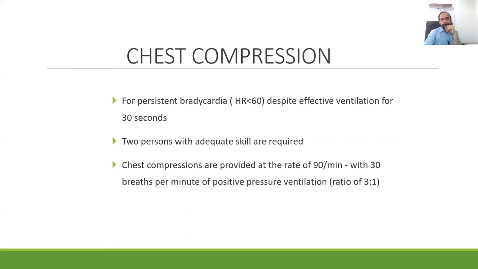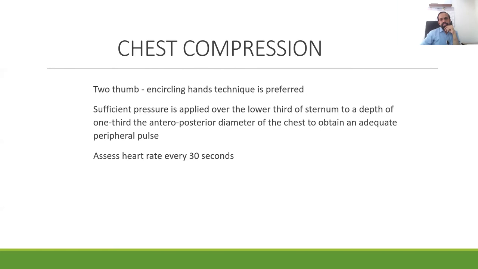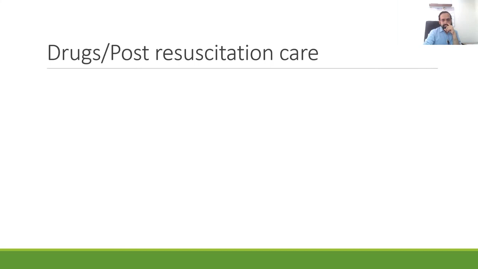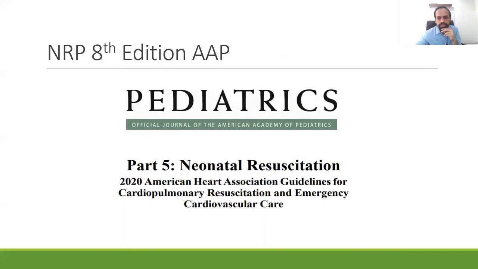So the preferred method is the 2-thumb encircling method, and the latest NRP is telling that the 2-finger method is not a preferred method. And when you are giving chest compression, assess the heart rate every 30 seconds. You should give it till the heart rate is more than 60. If the heart rate is less than 60, even after 1 minute of effective chest compression and ventilation, then you should think of adrenaline. So I will go through some 3-4 differences in the recent NRP, the 8th edition of NRP, which has come in 2020.